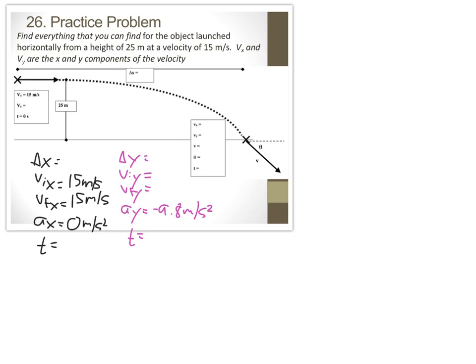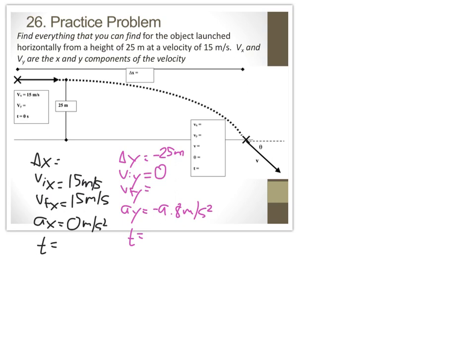Since it's a horizontal launch, I know that my initial y velocity is 0. That's always true for a horizontal launch. And I'm launching it here from a height of 25 meters above the ground. So I also know that my delta y for the whole thing is going to be negative 25 meters.